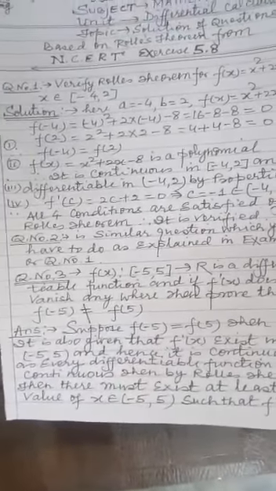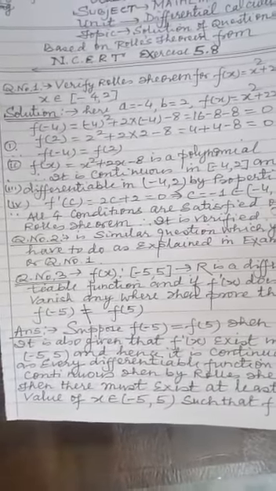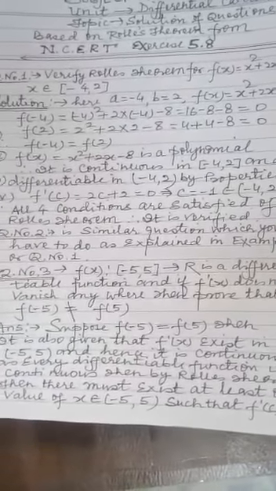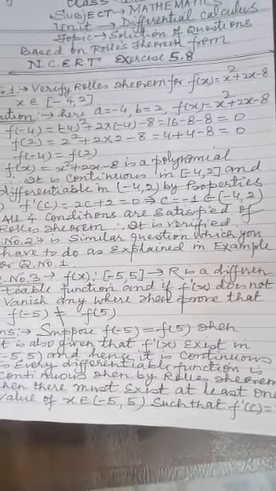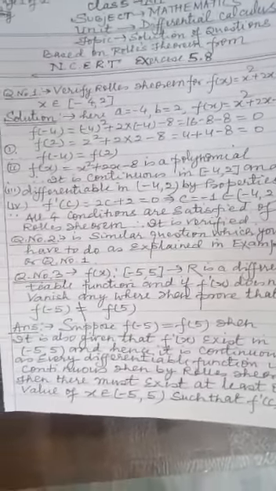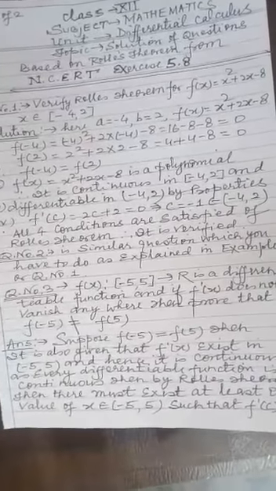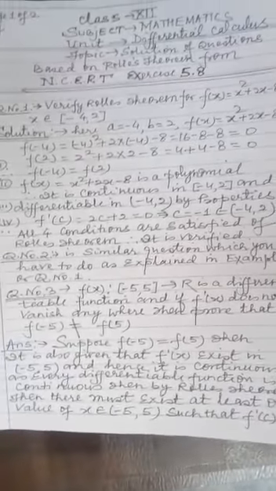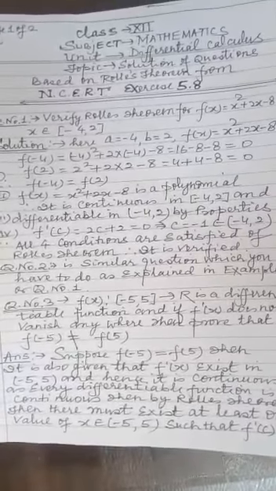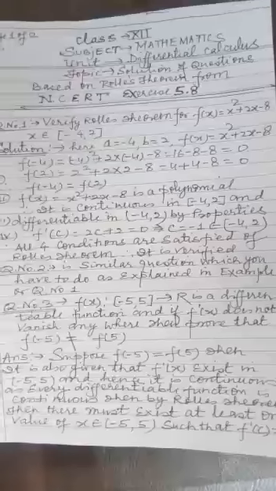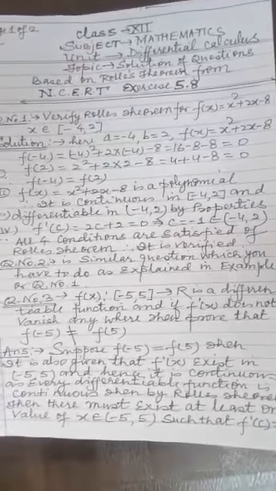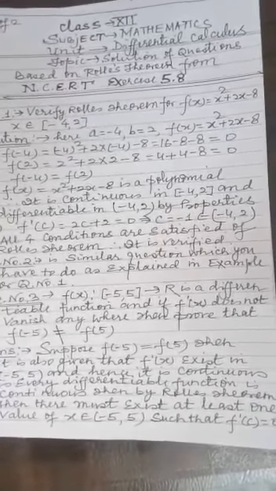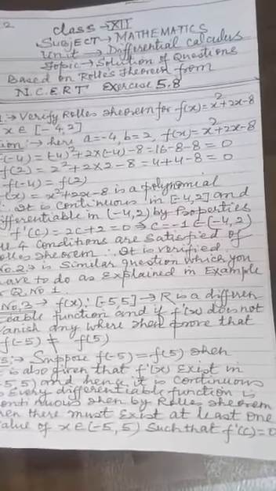Now question number 3: f(x) is defined in the interval minus 5 to 5 and is a differentiable function, and if f dash x does not vanish anywhere for x in the interval, then prove that f(minus 5) is not equal to f(5). So here we will give the answer by contradiction. Let us suppose what we have to prove. Let us suppose f(minus 5) equal to f(5). Then it is also given that f dash x exists in the interval minus 5 to 5 and hence it is continuous, as every differentiable function is also continuous.